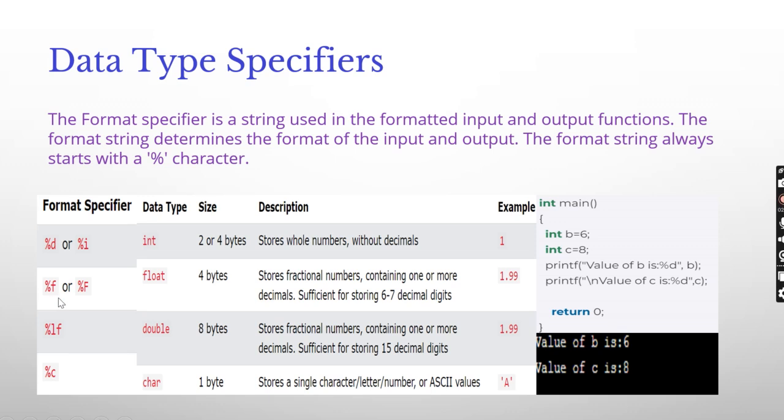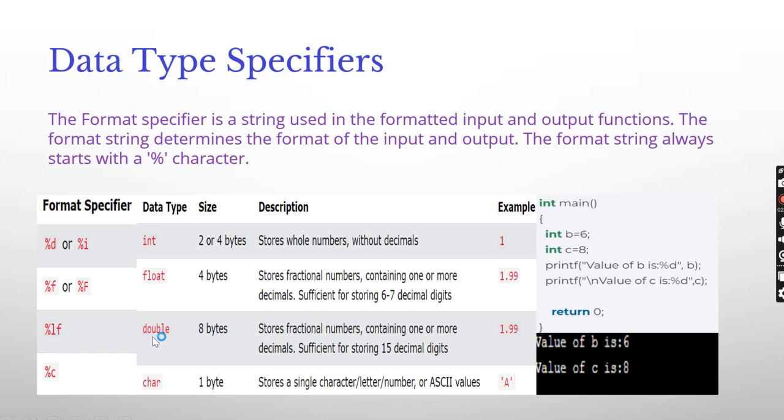Then percentage f, it can be small letter or big letter. It means float, and it is of 4 bytes. Stores fractional numbers containing one or more decimals. For example, 1.99 or any other with the decimals. Sufficient for storing 6 to 7 decimal digits.